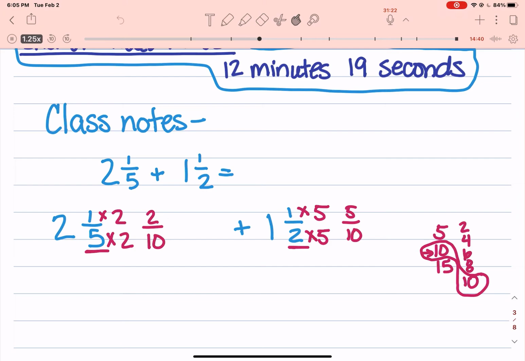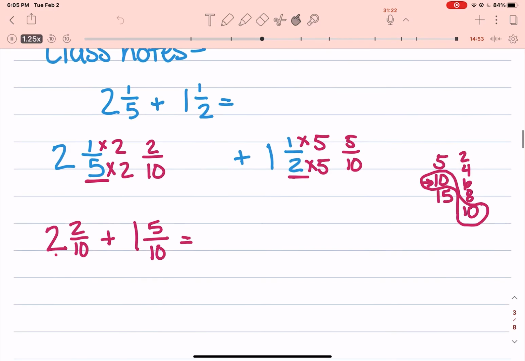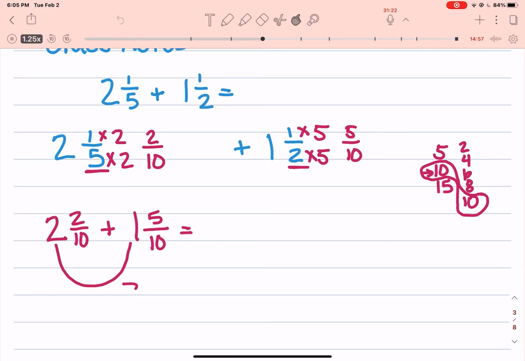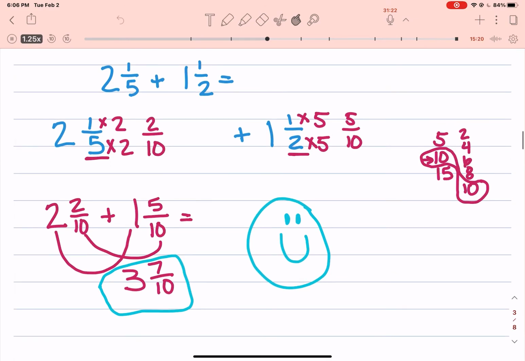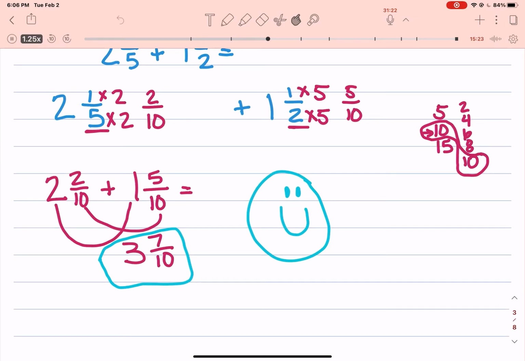So let's rewrite our problem. 2 2/10 plus 1 5/10 equals, well, let's add the 1 and the 2 together. 1 and 2 make 3, and 2/10 and 5/10 make 7/10. And the answer for that first one is 3 7/10. Hopefully you all got that, and you are writing this in your math notebook. Same thing as yesterday with these equations. It's just they now have a whole number with the fraction.